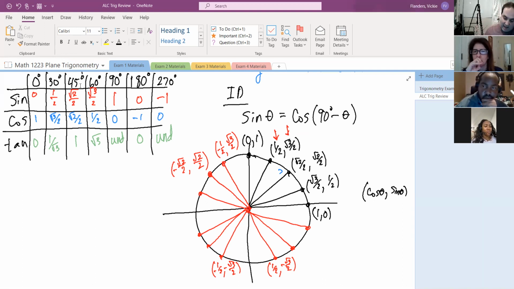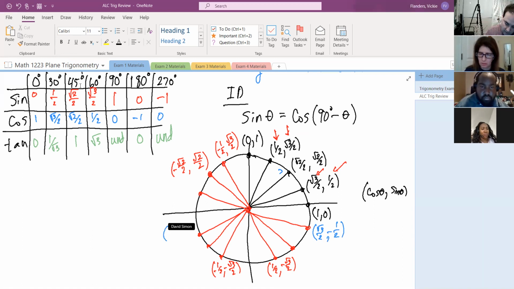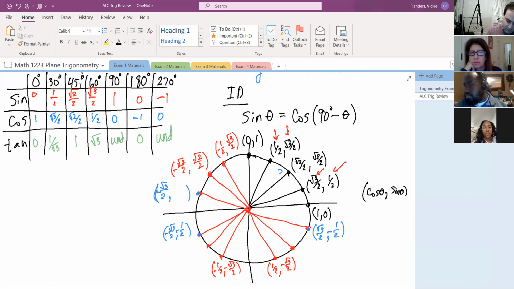If I get close to the x-axis, notice it flip-flops. So everything that's based off of those, square root of 3/2, negative 1/2 would be this one. Negative square root of 3/2, negative 1/2 would be this one, right here. What would this one be right here? Negative square root of 3/2, and, I'm sorry, just 1/2. Right.